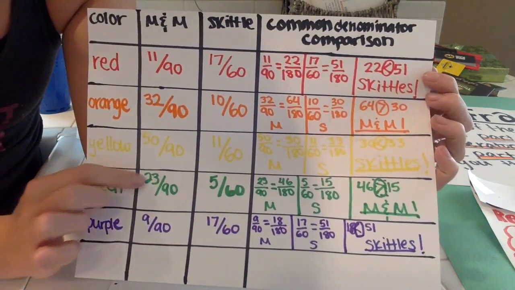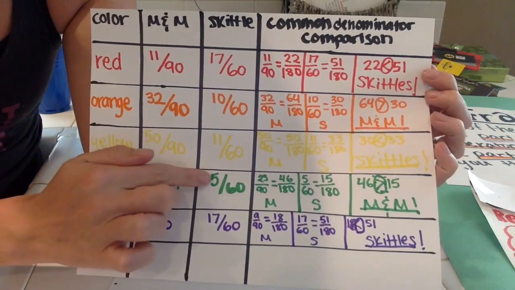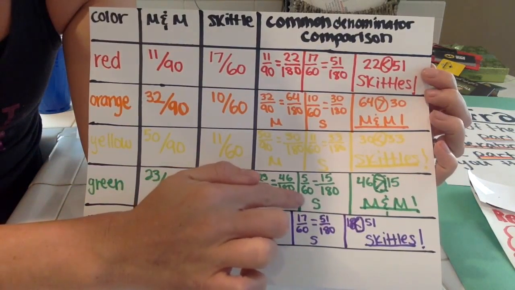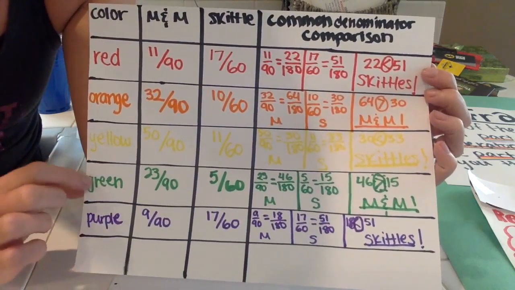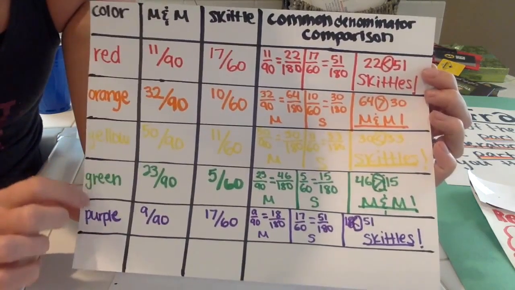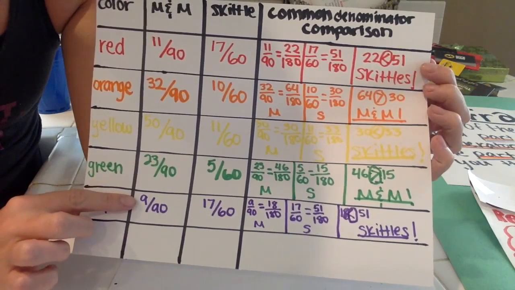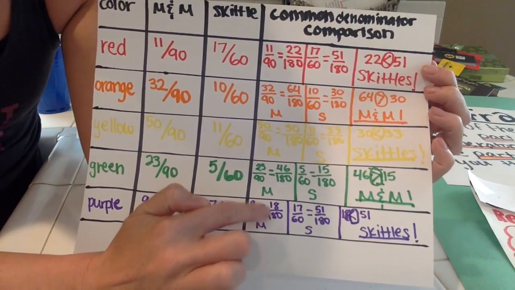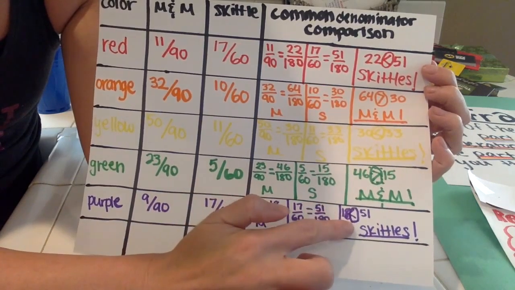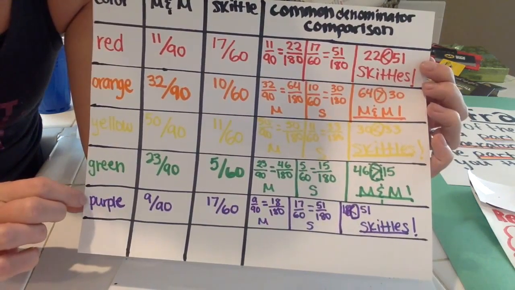And then for green, we had 32 out of 90 originally and 5 out of 60, but after we converted, we had 46 to 15, so M&Ms had the greatest amount of green. And then for purple, we started with 9 for 90 and 17 for 60, and after we converted, it became 18 to 51, so Skittles by far had the most purple.